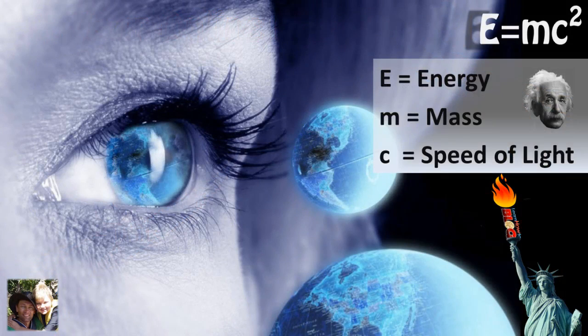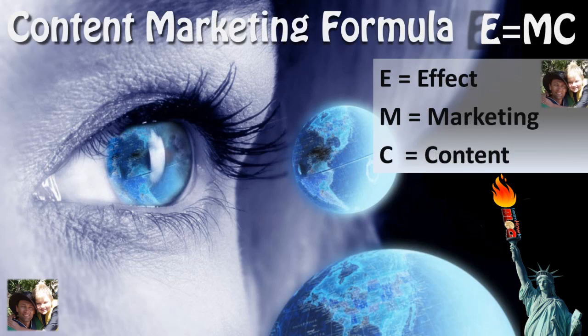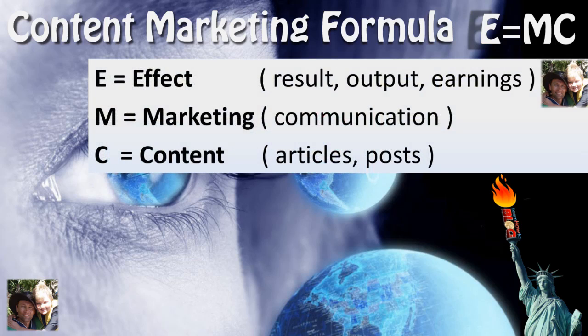Albert Einstein's theory of relativity says energy equals mass times speed of light squared. The content marketing formula says effect equals marketing times content. The effect, those are your results, your output, the earnings, the money you make for your effort. Those are your results. That's the effect.